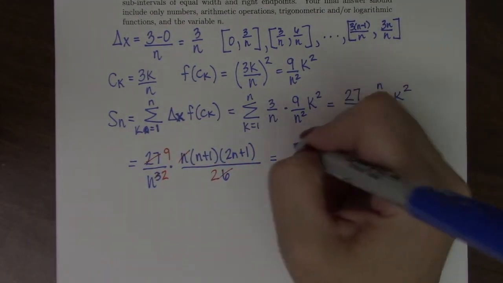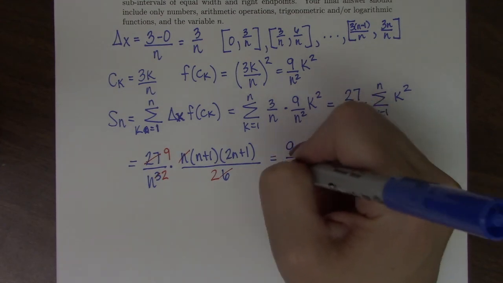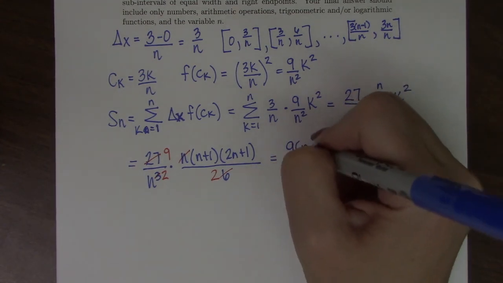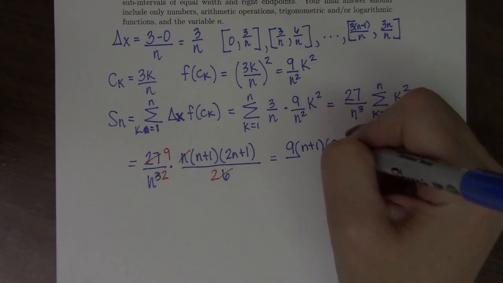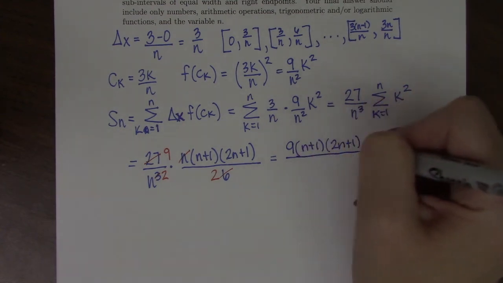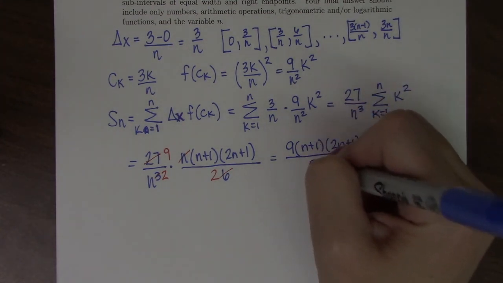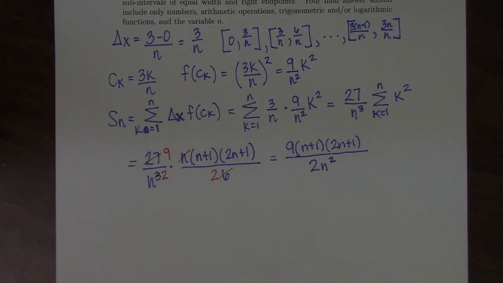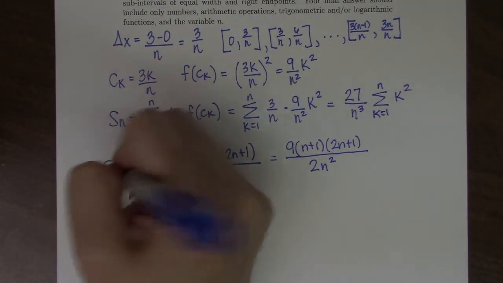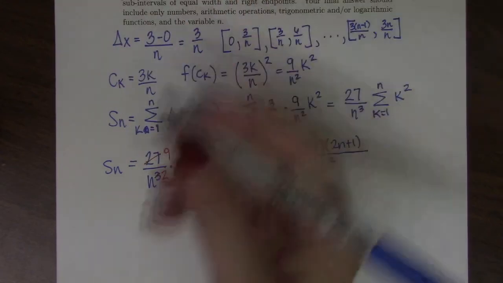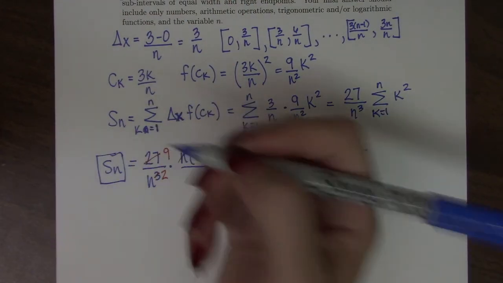So now I can say I have 9 times n plus 1 times 2n plus 1 all over 2n squared. So this is the estimate. So notice here when it just says estimate, you stop at S sub n.